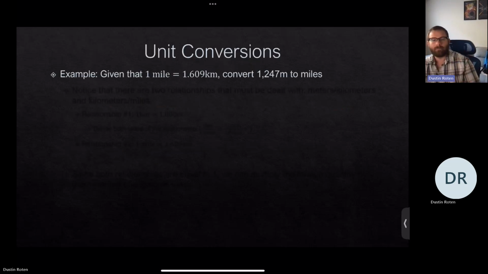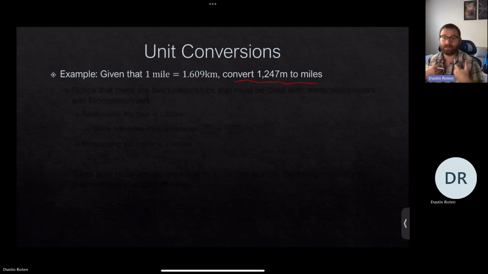So let's do just a couple more examples. Given that 1 mile is 1.609 kilometers, given this fact, convert 1,247 meters to miles. Okay, so here's the actual problem, but we're given some extra information.